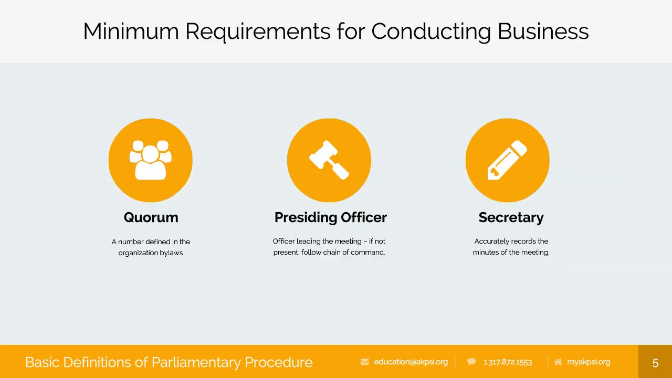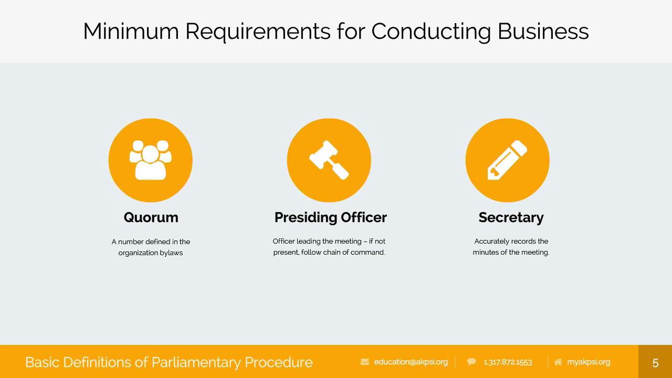Knowing the basic definitions and rules of parliamentary procedure are not necessarily enough. There are minimum requirements that must be in place in order for a meeting to occur. In order to carry out business, you must have 3 things: quorum as defined in the organization bylaws, a presiding officer to lead the meeting, and a secretary to take minutes. Without these 3 things, you cannot conduct your meeting.